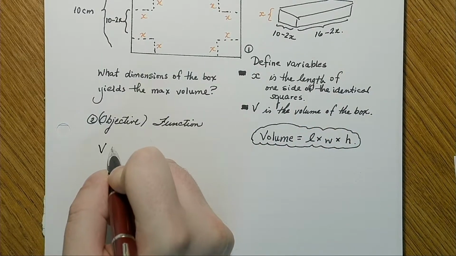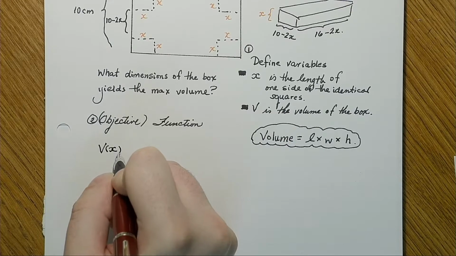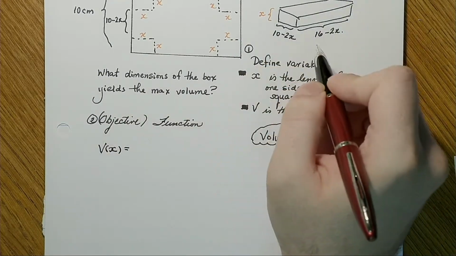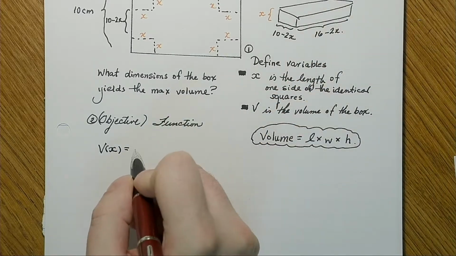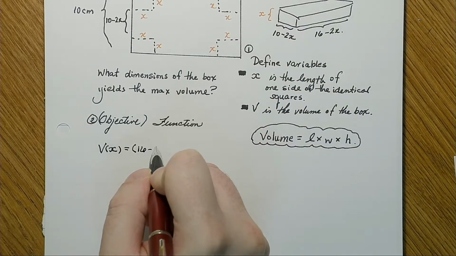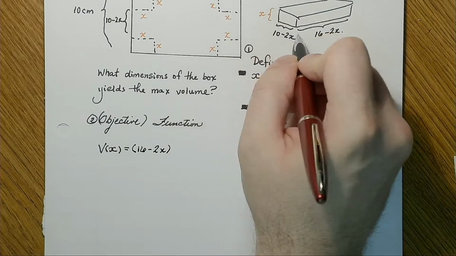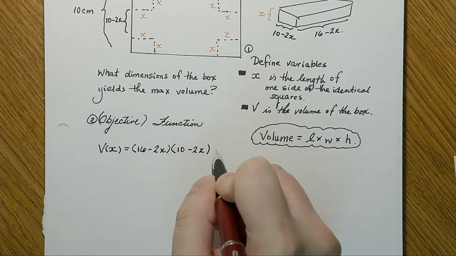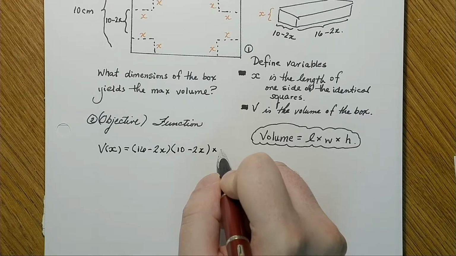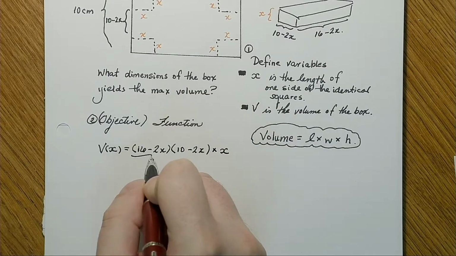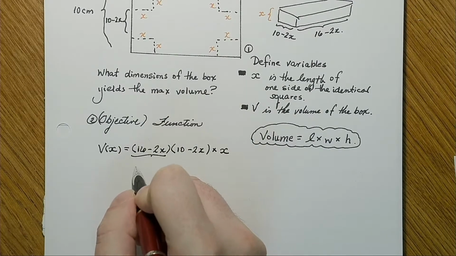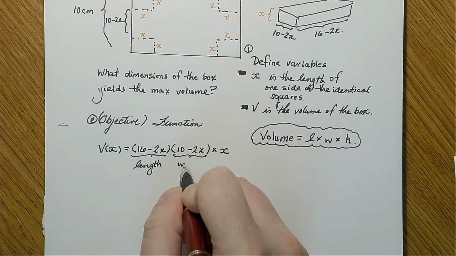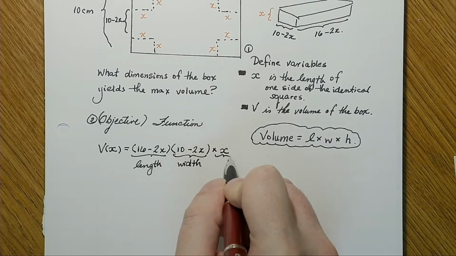So for the volume then, this is what we're kind of thinking. We're going to write a function, so we'll call it V of x, because what I'm going to do is the length, which is 16 minus 2x, times the width, which is 10 minus 2x, times x. So there's my length, there's my width, and here's my height.